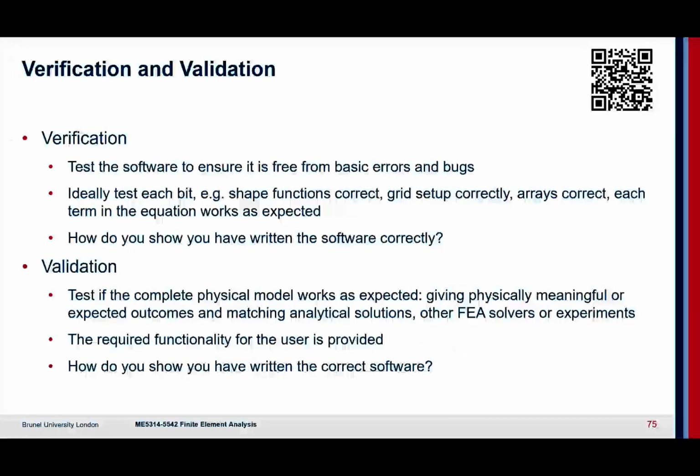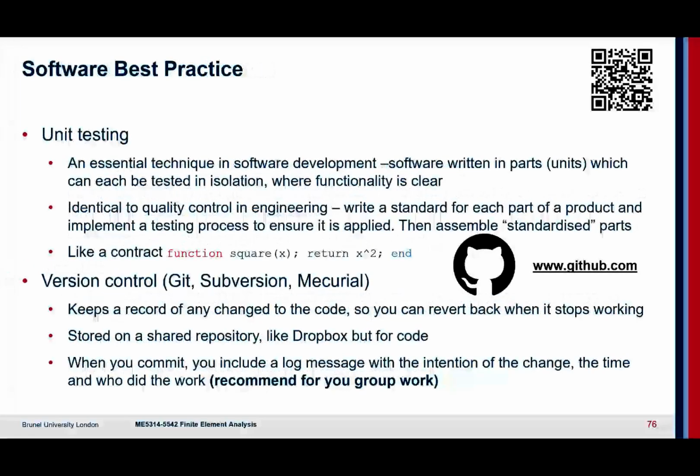More generally, this is advice for FEA. So a bit on software best practice. Unit testing is worth mentioning, even if you don't actually employ it. Just look this up. It's an essential technique in software development where you write the software in parts, in functions or in bits and pieces, and you test each bit individually. So this is kind of the idea of quality control in engineering. The reason we have 10-year warranties on cars is because it's made of individual parts bolted together, where each part has been designed to a high standard by an individual company that specializes in that. The same analogy applies for software.